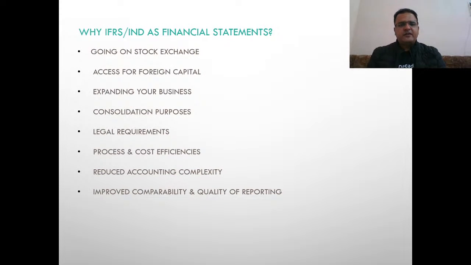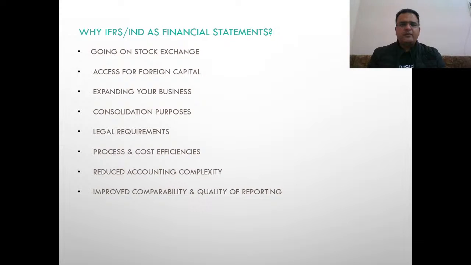What is the benefit of it? If any entity is planning to go on a stock, get listed on a stock exchange, since all the listed entities are required to prepare financial statements based on IFRS and Ind AS now, it gives access to foreign capital. It helps expanding businesses across borders. It makes the life of an accountant easier when they are consolidating the financial statements.